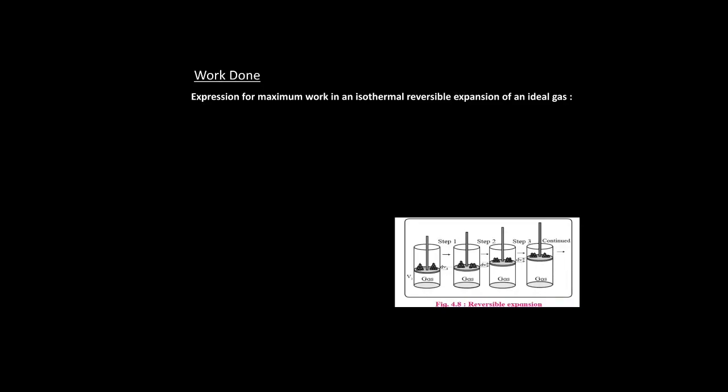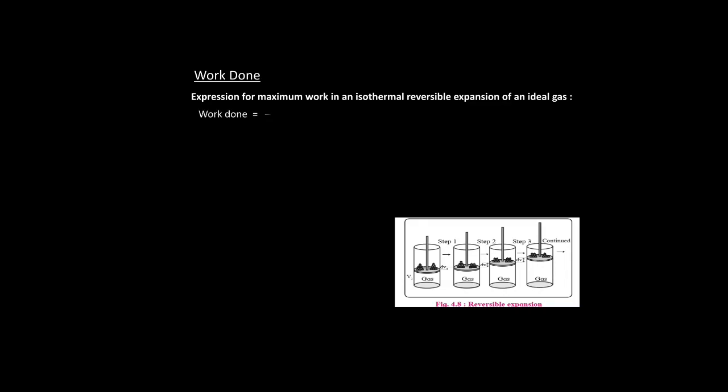As you can see in the figure, there are numerous weights kept on the piston. At each step, a weight is removed. And when the weight is removed, there is a very small expansion of the gas, that is dV. At each step, equilibrium is attained. A reversible process proceeds with an infinite number of steps.